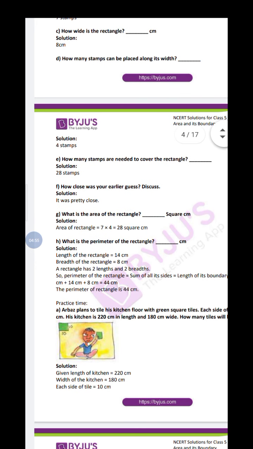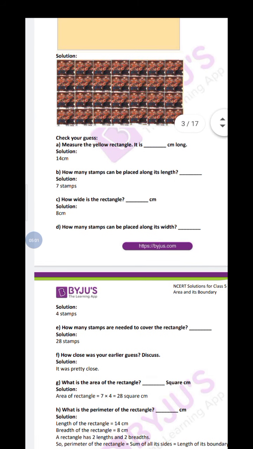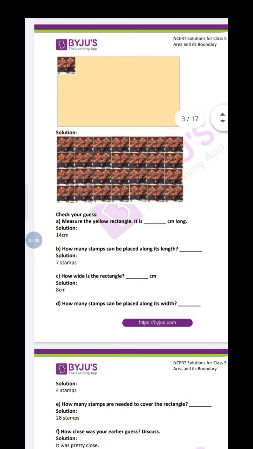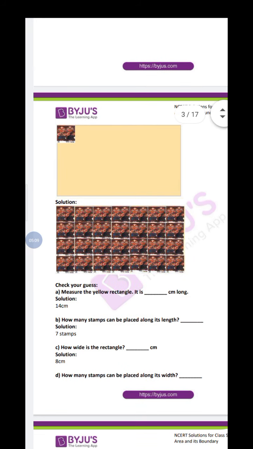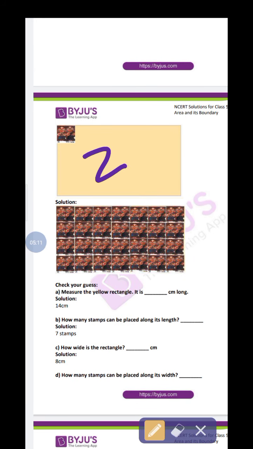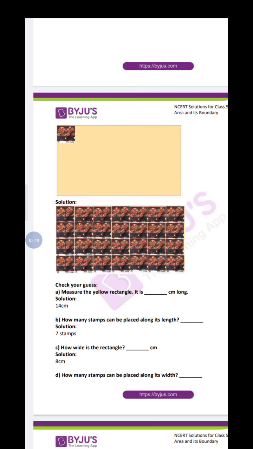Next, what is the perimeter of the rectangle? What is perimeter? Area means the space inside the figure, the region inside the figure. This is called area. Perimeter is the boundary, the length of the boundary. So you have to measure it.